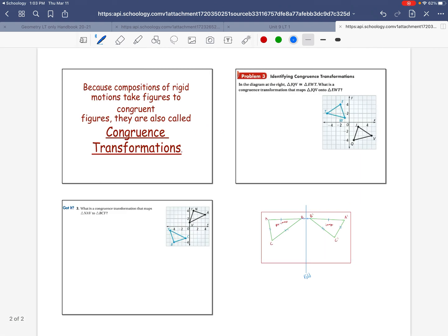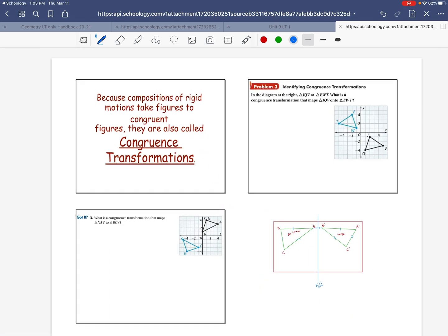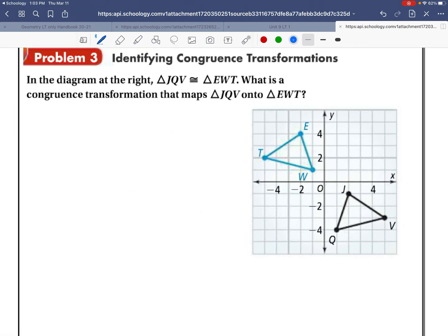All right, let's go to the next page. Because compositions of rigid motion take figures to congruent figures, they're also called congruence transformations. In the diagram here we have two figures. What is a congruence transformation that maps JQV, so this is my pre-image, to EWT, my image? So now you know which one you're starting at and which one you're going to. Pause the movie, press play when you are finished.